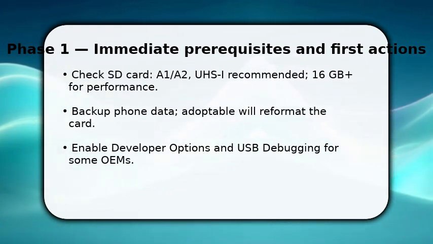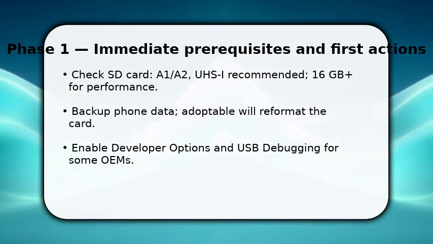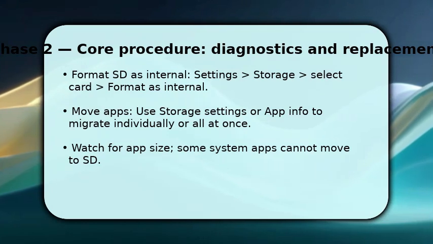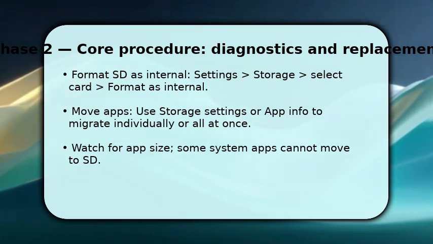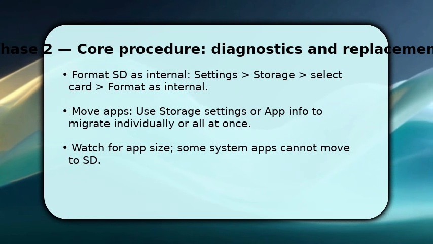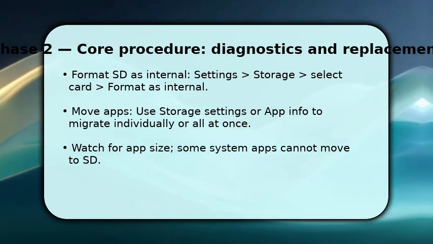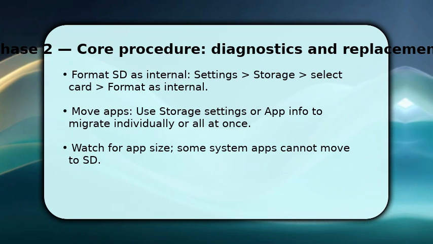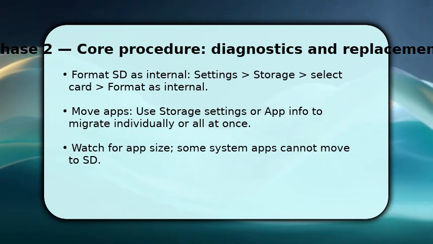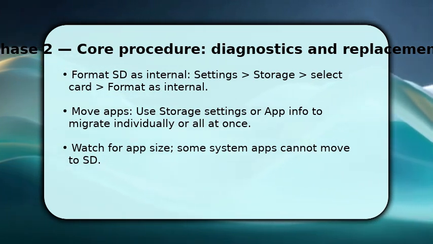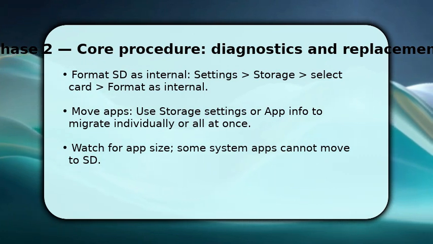Now proceed to the storage settings, where you choose to set the card as internal. Now format the card as internal storage and migrate your apps and data. From storage, tap the SD card, choose Format as internal, and confirm you'll lose existing card data. After formatting, tap Migrate Data to move apps, media, and cache. This saves space on the internal partition.